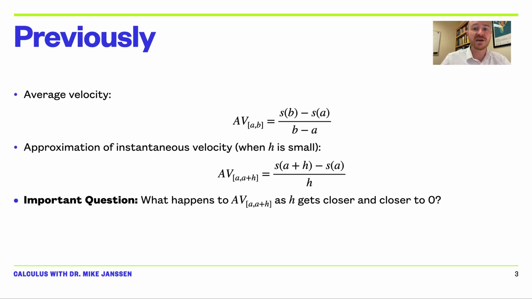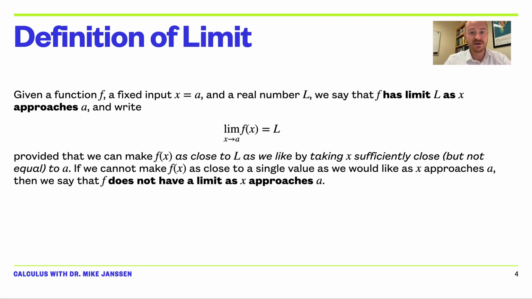So let's start by defining the notion of a limit. Given a function f and a fixed input x equals a and a real number L, we say that f has the limit L as x approaches a, and we write the limit as x approaches a of f of x equals L, provided that we can make f of x as close to L as we like by taking x sufficiently close but not equal to a. If we can't make f of x as close to a single value as we would like as x approaches a, then we say that f does not have a limit as x approaches a.